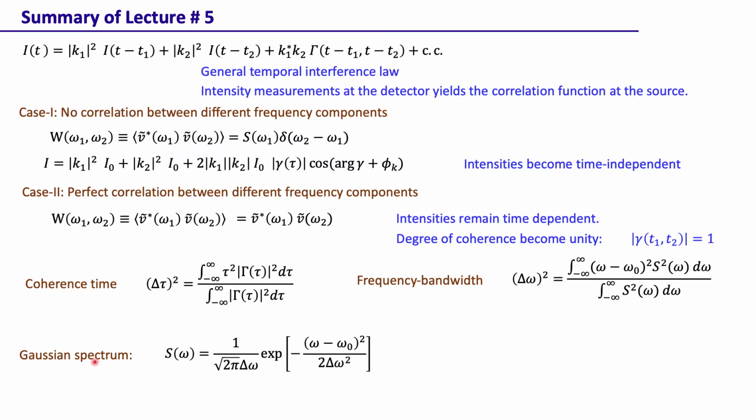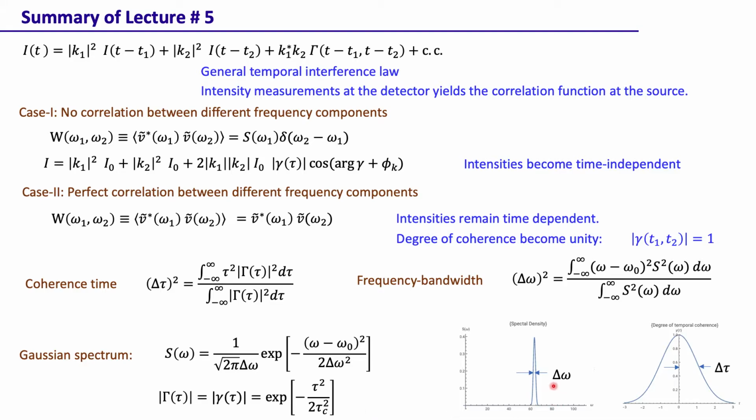We also looked at one very common and useful spectrum, which is the Gaussian spectrum. This is the normalized Gaussian spectrum. For this spectral density, the gamma tau function assumes this functional form. And just for visualization, this is the spectral density S of omega, and the corresponding gamma takes this form. The root mean square width of the spectral density is the frequency bandwidth, and that of the degree of temporal coherence function is the coherence time.